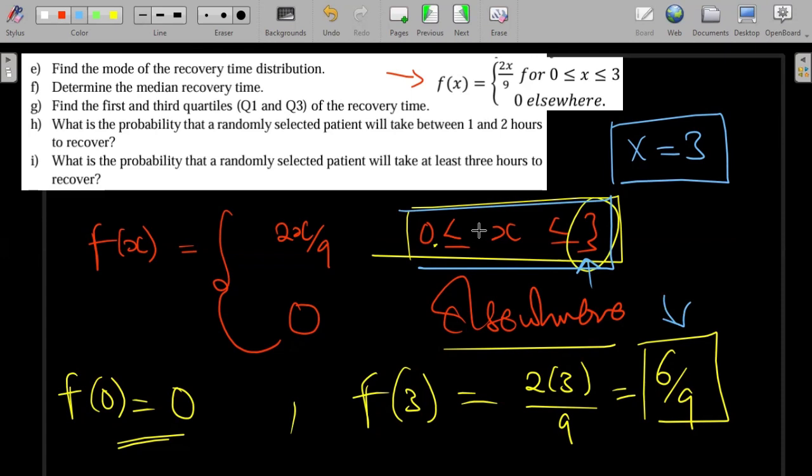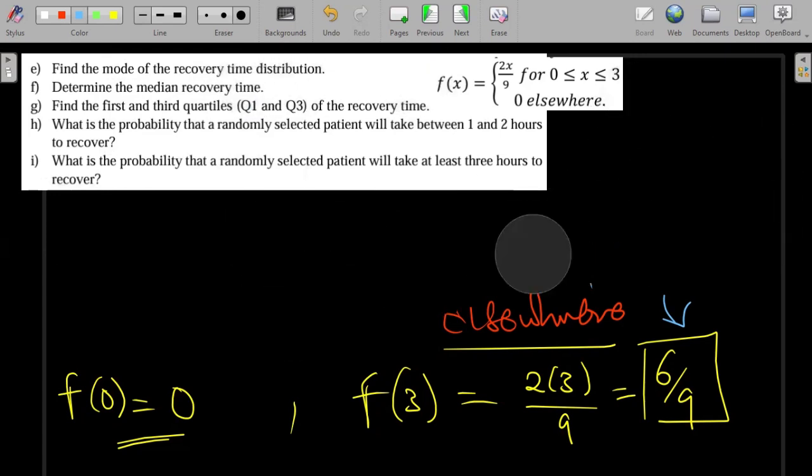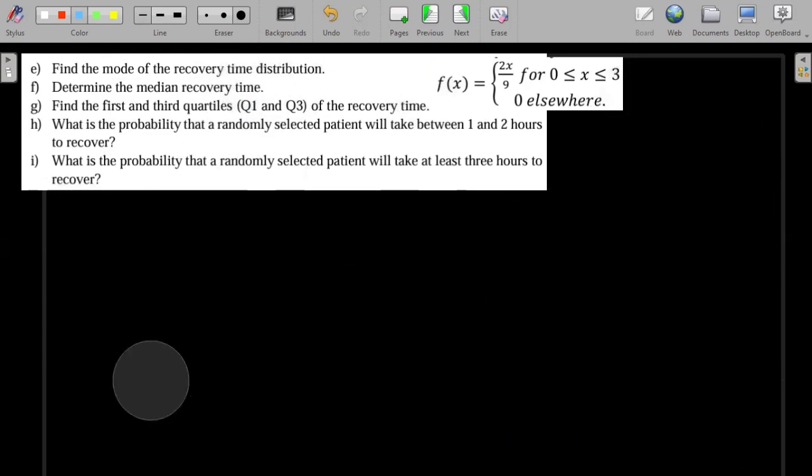Okay, and then we can look at F. So for F, they're saying determine the median recovery time. To find the median recovery time, and I can also see that on G we have the Q1, Q3, we need to find the CDF. Okay, so how do you find the CDF? You integrate the PDF. So here we've been given this PDF.